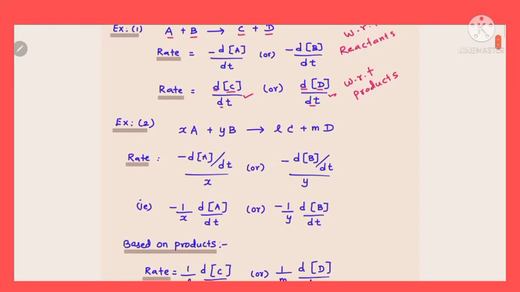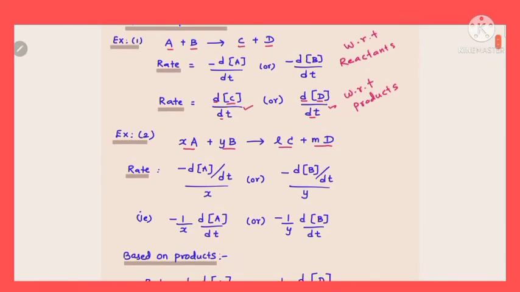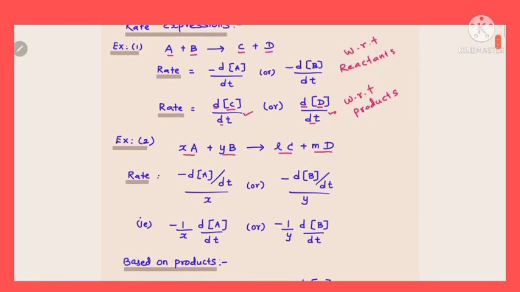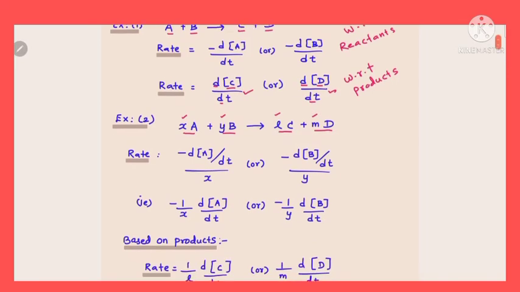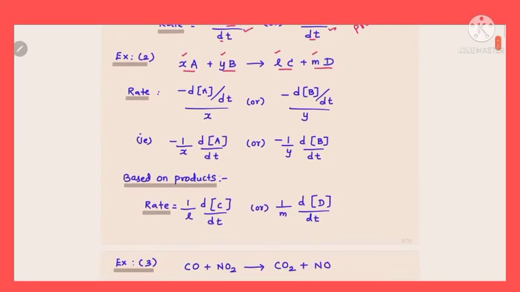The next one, example number 2: X moles of A reacts with Y moles of B, giving L moles of C and M moles of D. The difference between the first example and this reaction is that in the first example we have 1 mole of all the substances, 1 mole A, 1 mole B, similarly giving 1 mole of C and 1 mole of D. But here in the second example, we have X and Y moles of reactants, and L and M moles of products. Now how to write a rate expression for this kind of reaction?